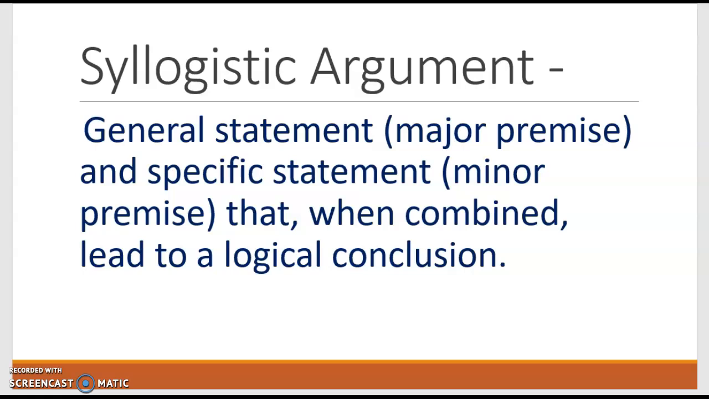It's a general statement, a major premise, and then a specific statement, we call that a minor premise, that when combined lead to a logical conclusion. I know that's kind of vague, but here's the thing. You're going to have two statements, a general and a specific, major and a minor. So statement one, statement two. When we put those two things together, we can come up with a conclusion of, okay, if this is true and that is true, then that leads to this.